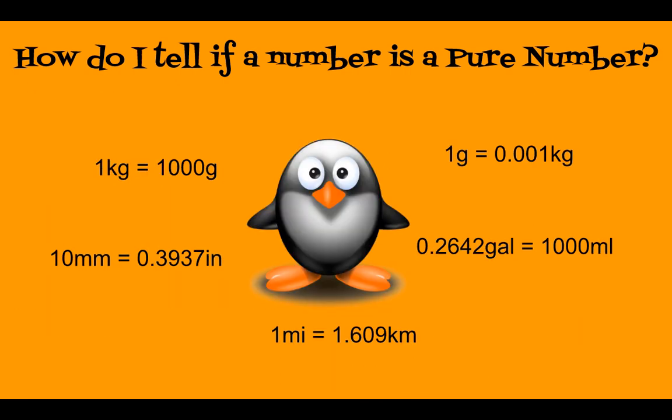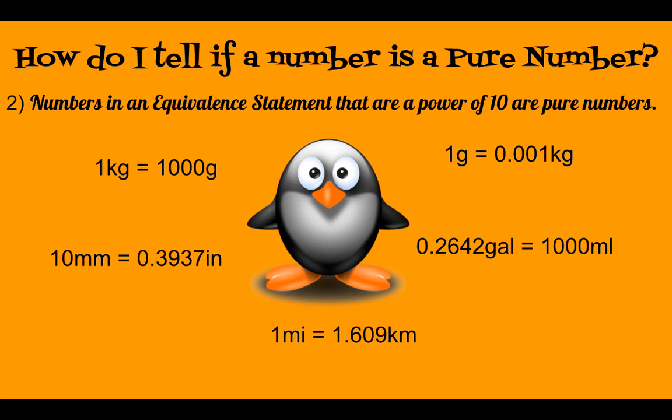So the second way to tell if a number is a pure number is whether or not it's a power of 10. If you have a power of 10, then it doesn't count as a SigFig. In the first top 2 examples, the reason those don't count is, yes, they're all powers of 10, but they're also from the same system. So a gram and a kilogram are both metric numbers, so those wouldn't count as SigFigs anyway.